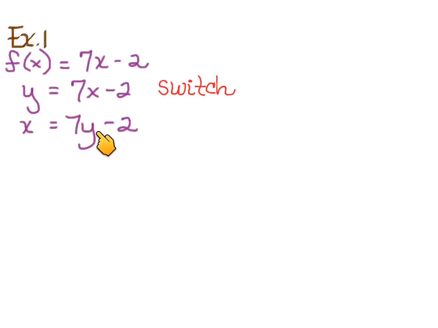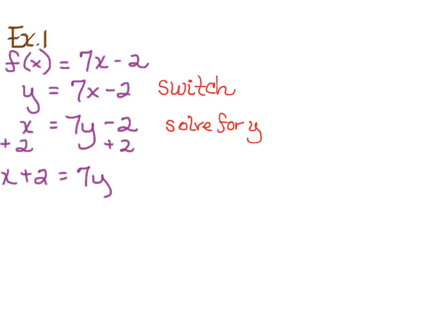And now what you're going to do is solve for this brand new y. So you're going to use some inverse operations to do that. First thing you're going to do is add 2 to both sides. And you get x plus 2 equals 7y. And then you're going to divide both sides by 7.